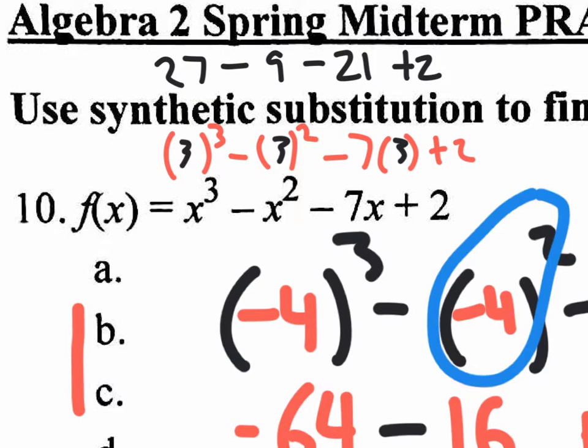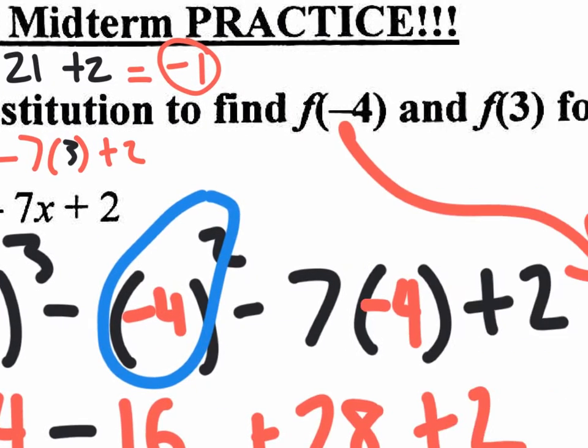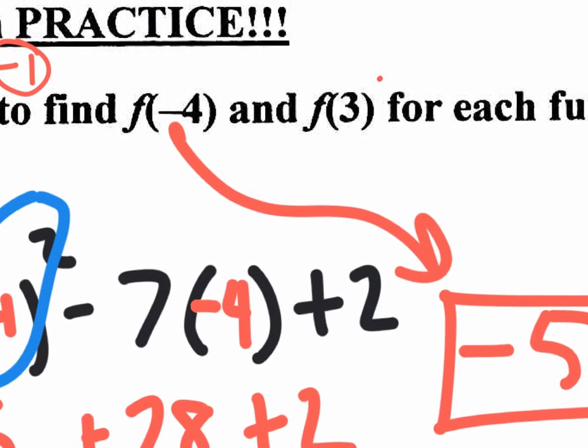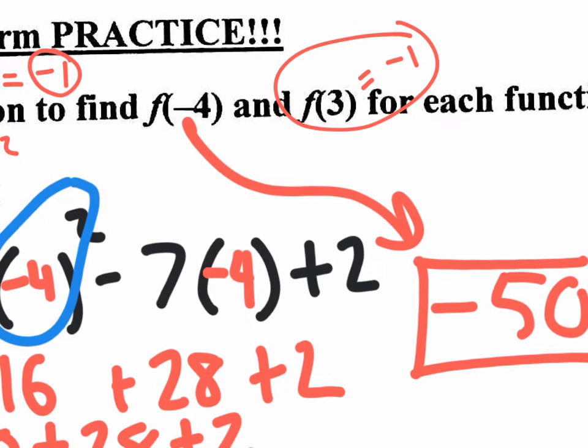So 27 take away 9, minus 21. That is 3 plus 2. That's negative 1, correct? Check me, please. Yes? So that answer is negative 1. So f of 3 equals negative 1. So you have your two answers, negative 5 and negative 1.